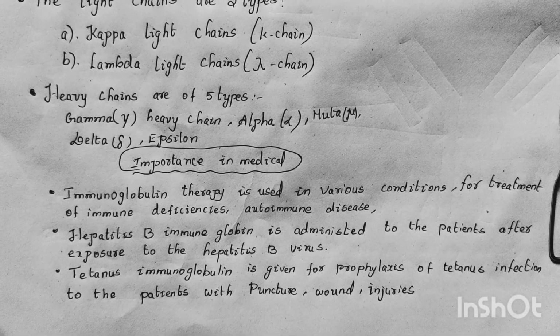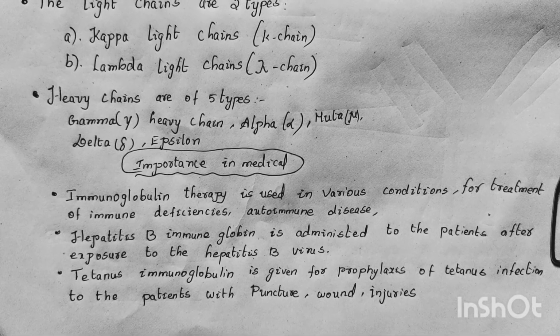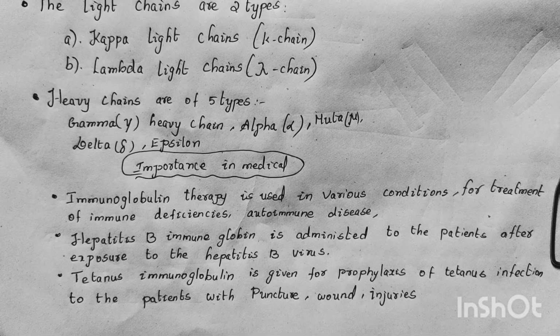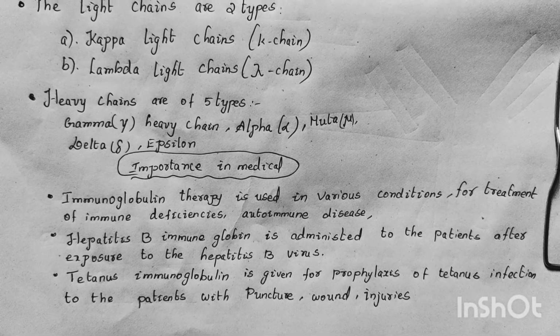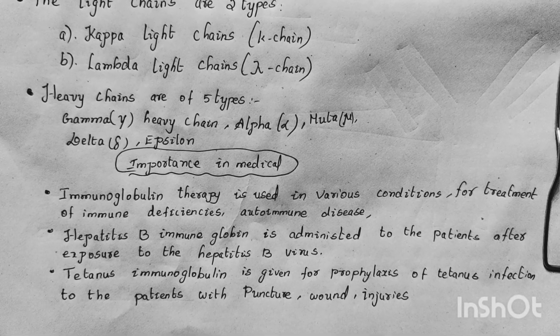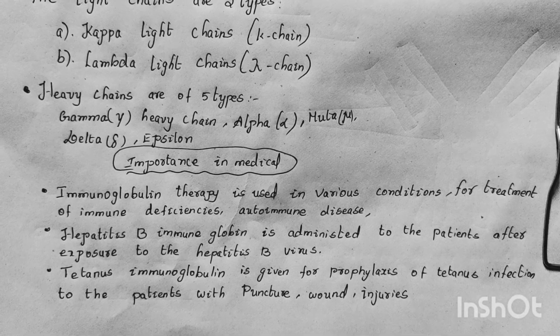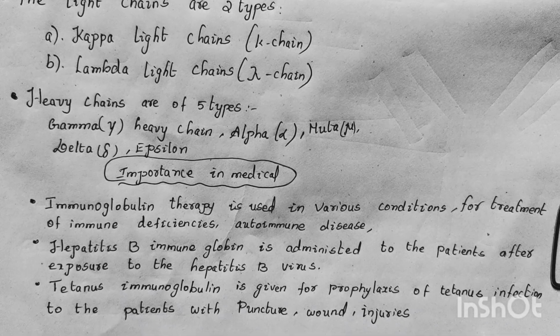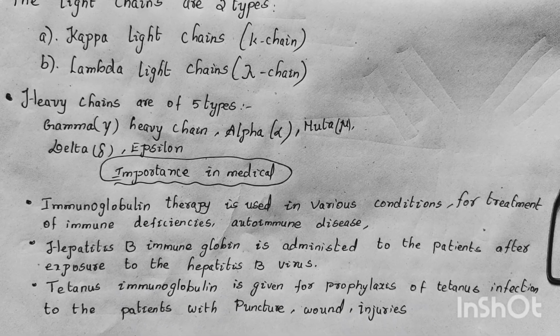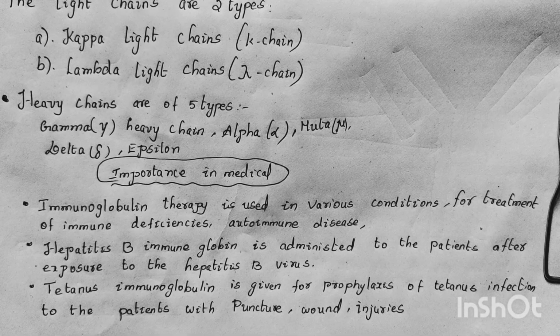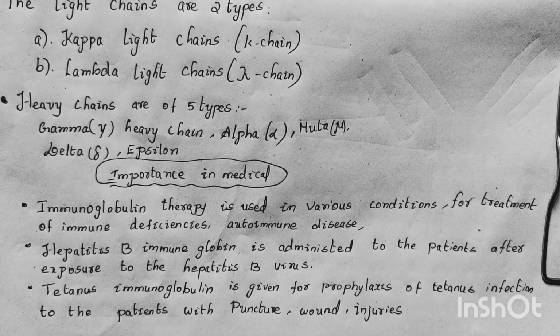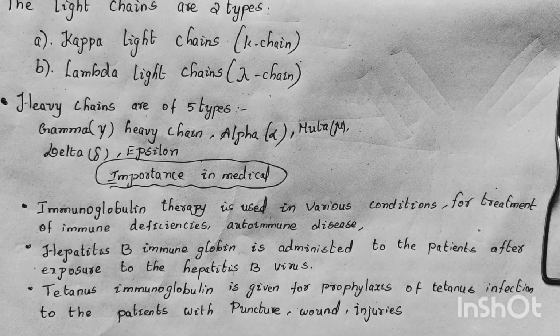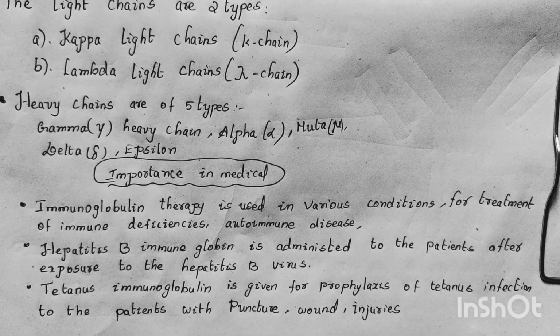Why do you want to study biochemistry? Then you will have the question, what do you mean by immunoglobulin, and how is it helpful in the medical field? Now let's see what the importance is. The first one, immunoglobulin therapy. This is used in various conditions, and also for the treatment of immune deficiency and autoimmune disease.